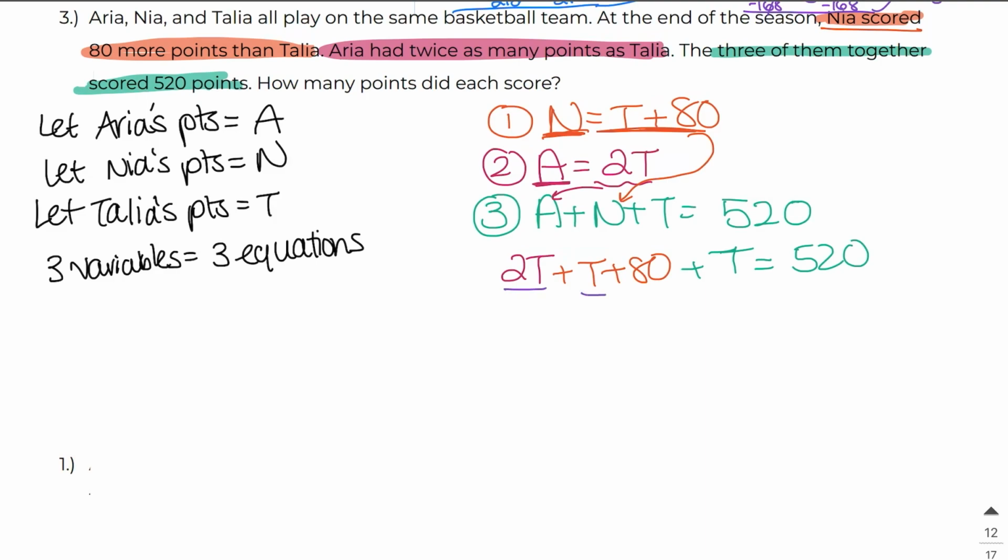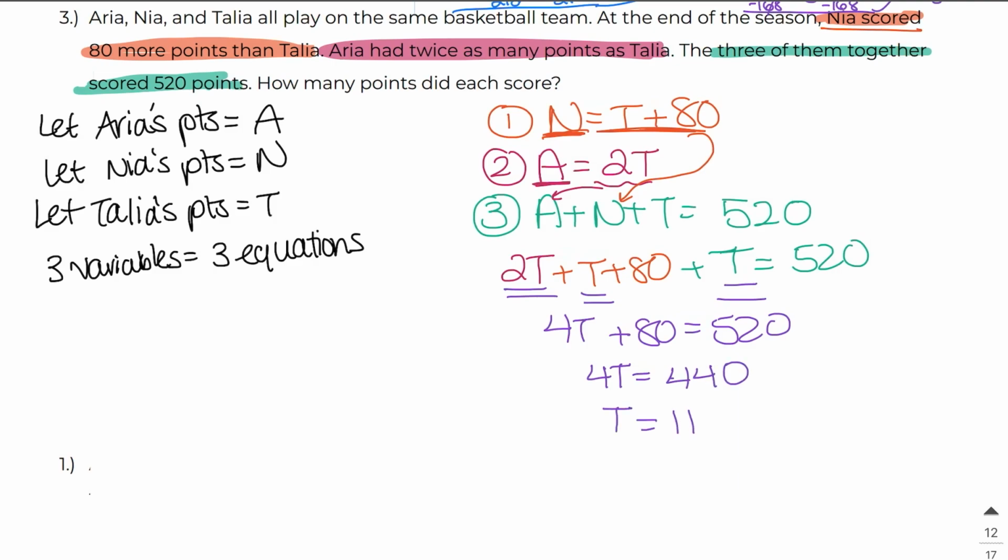So 2t plus t is 4t, right? 2 plus 1 is... well, 3t, and then copy down the plus 80. Then I can subtract the 80 from both sides, and when I do that, I get 440. And then I can divide both sides by 4 and I get 110. So we know that Talia got 110 points.